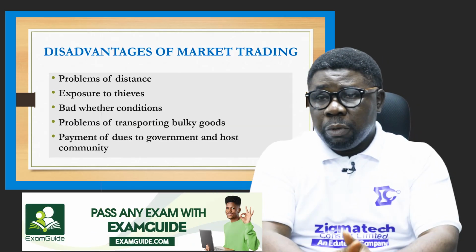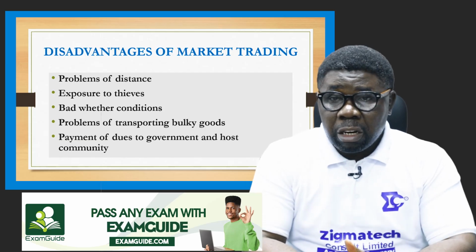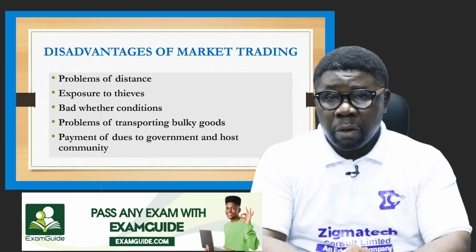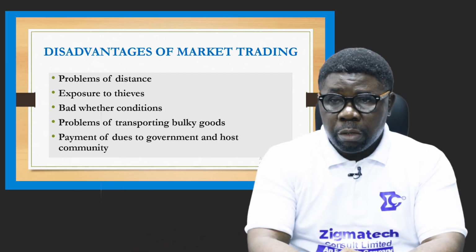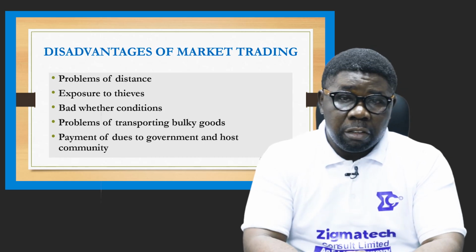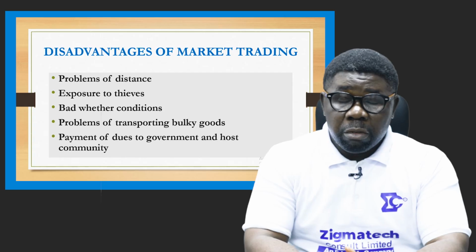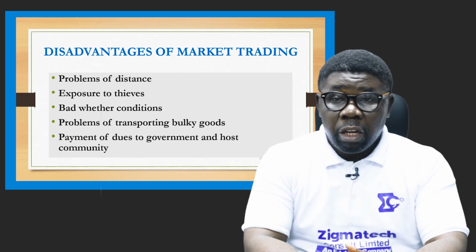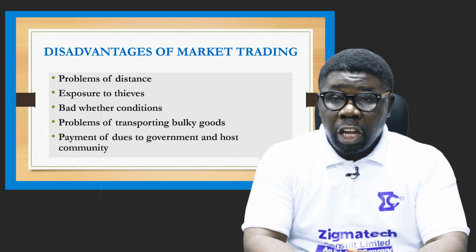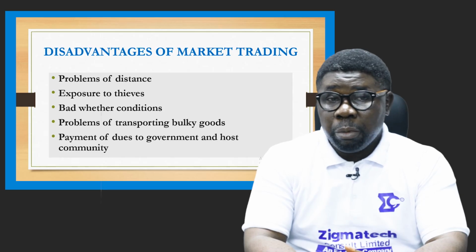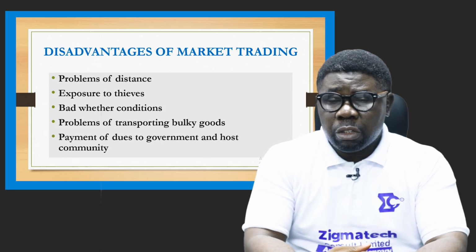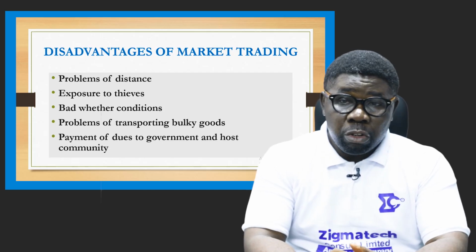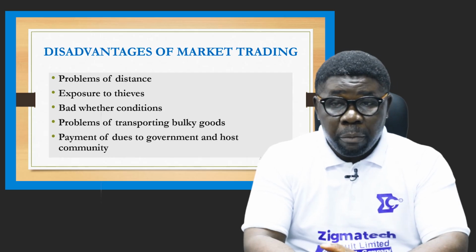Let's also consider some of the disadvantages, because we know that whatever has an advantage also has its own disadvantages. One of the problems we have in market trading is the problem of distance. Sometimes these markets are not located near the majority of the consumers because they are supposed to be large, and they look for places that can accommodate them. Sometimes, because of the distance, you may not have the energy or the motivation to go that far to buy what you need, so you can just manage around your house and buy from another source.